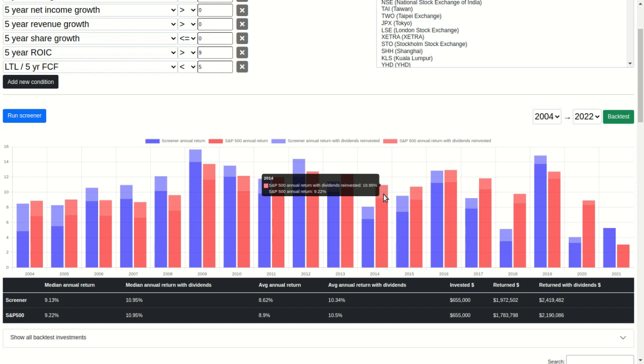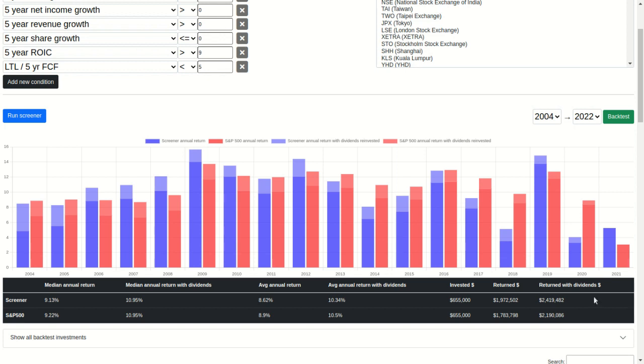As you can see, there are some big losses here, though these are relatively short term, and there are some victories as well. Overall, the median annual return is almost exactly the same between the screener and the S&P 500, and the average return is very close as well, as are the returns overall. So the conclusion here is that using this screener roughly returns the same amount as the S&P 500.